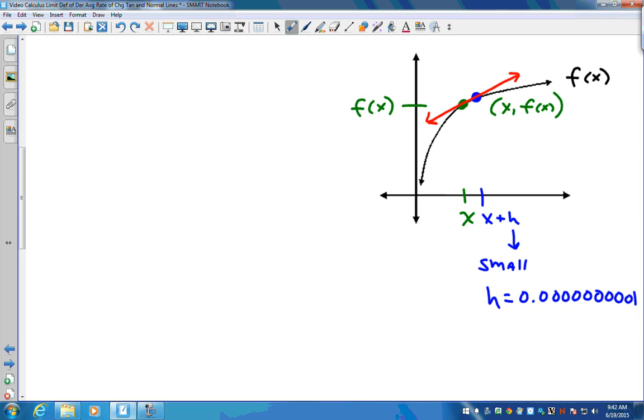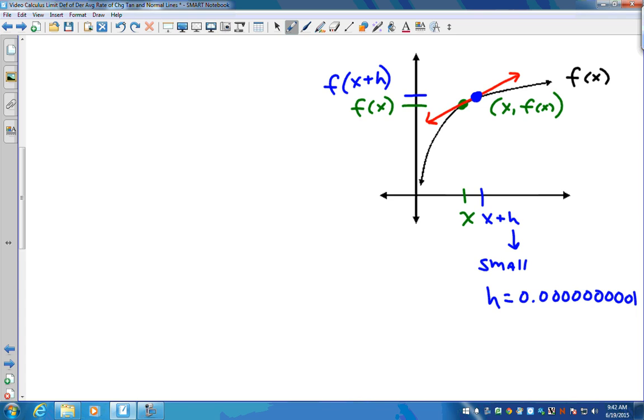So h is a really, super-duper small value, right? If the x coordinate of this blue point here is x plus h, the y coordinate of that blue point would be f of x plus h. Agreed? So again, if this is 3.000000000000001, then this up here would be f of 3.000000000000001. You get the idea.